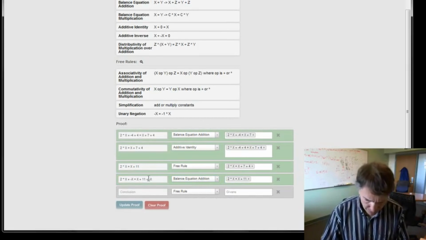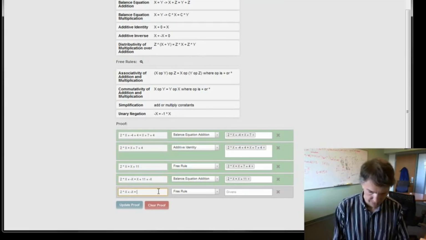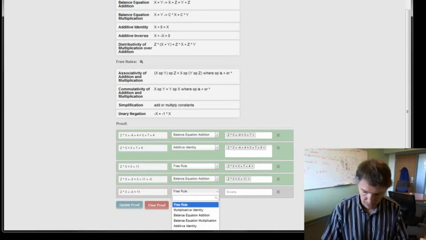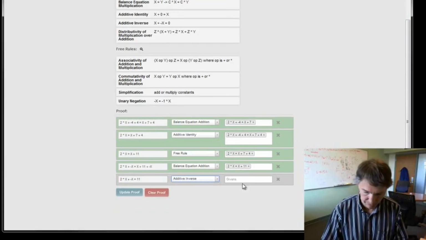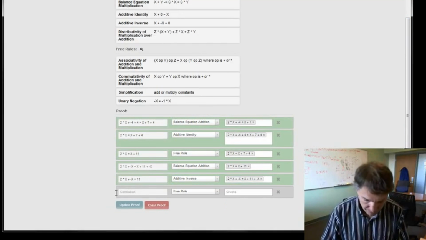Okay, and now we can do some simplification on the left-hand side. On the right-hand side, all of this over here is just equal to 11. Okay, and then we're having to use x plus negative x is equal to 0, and then we're just adding 11 and 0, so that would just count as adding up constants. So this should follow from additive inverse from the previous step. All right, if we update that, yes, that worked out fine. And now we just have to work on the left-hand side.